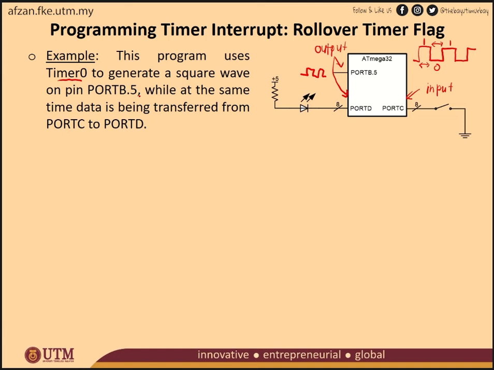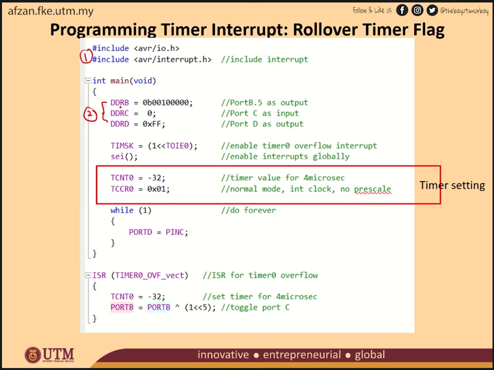Or you can see here, the data is being transferred from port C to port D. So you know that port C is always input, while port D is your output, because you want to send the data from port C to your port D. So that's why DDRB equals 0B00100000, because you want only one to make your port B pin number 5 as an output. The rest you make it as input.